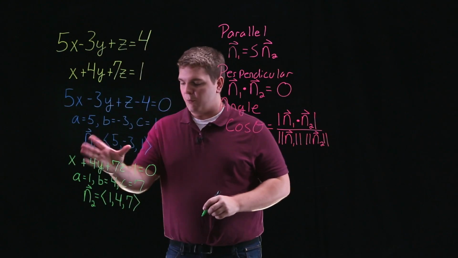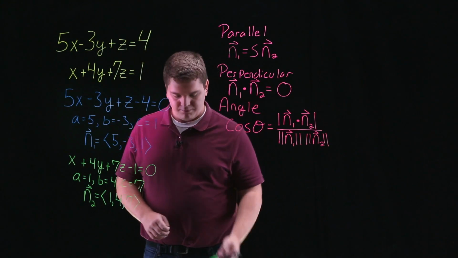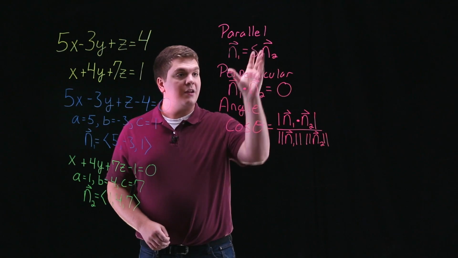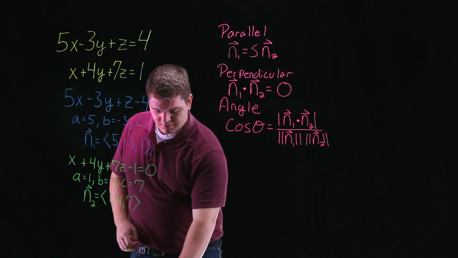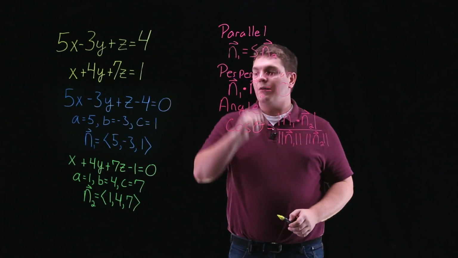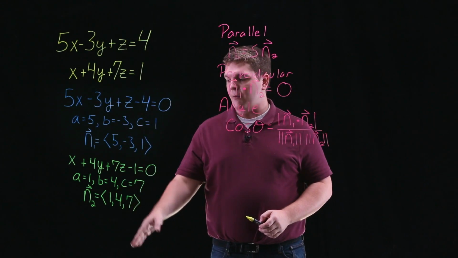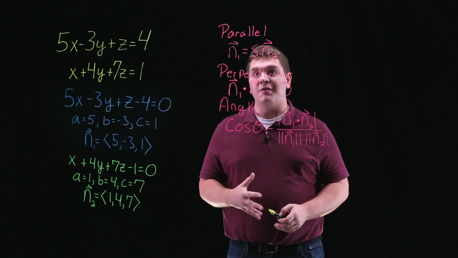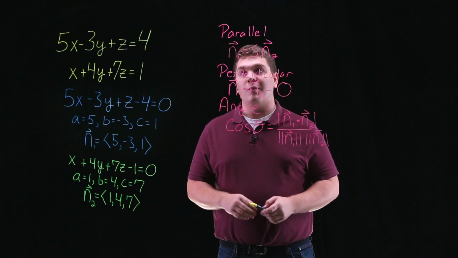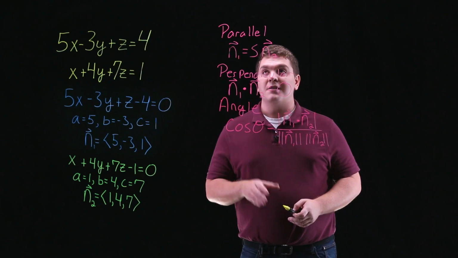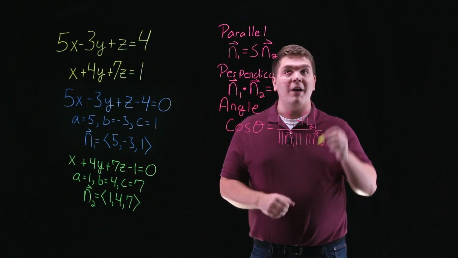So now we have our n1 and we have our n2. So we can come over here and start working through our tests. We can observe that n1 is not a scalar multiple of n2, and n2 is not a scalar multiple of n1. So what that tells us is that our two planes are not parallel.